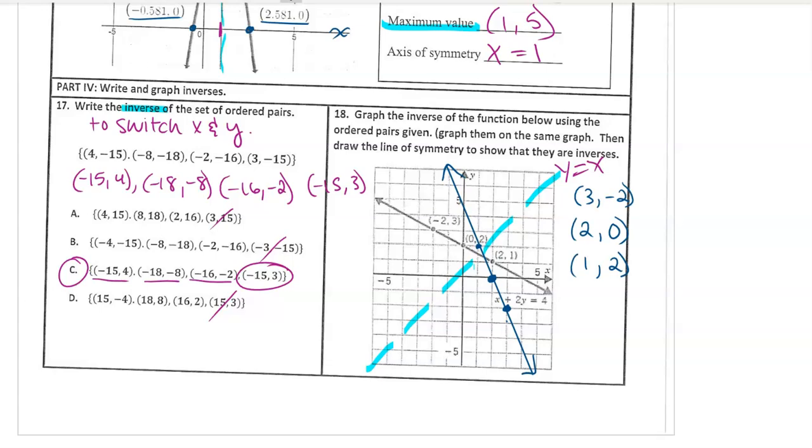It was also on your inverse quiz. I asked you to draw the line y equals x to show the line that they are symmetrical across. So two lines are always inverses if they are perfectly symmetrical across this highlighter blue line, y equals x. Not any other line, just this line, okay?